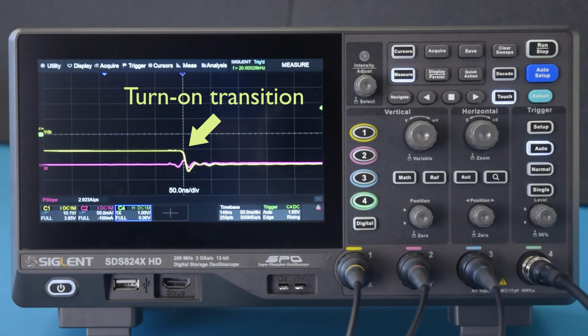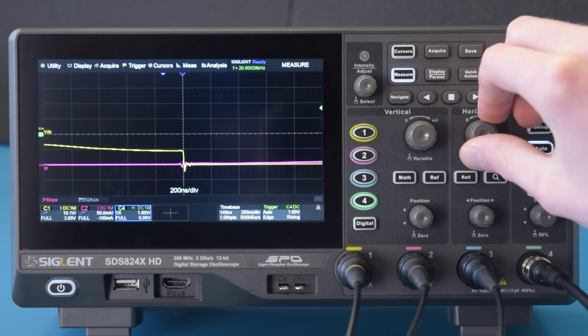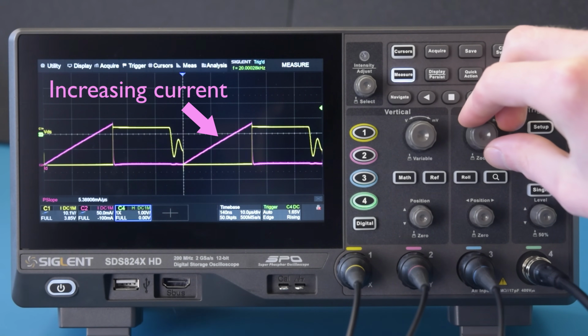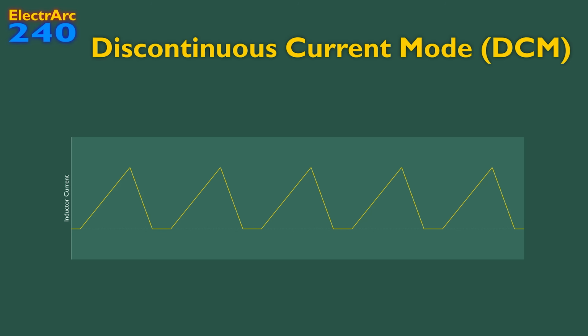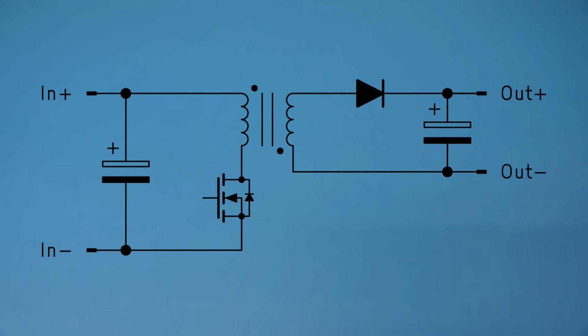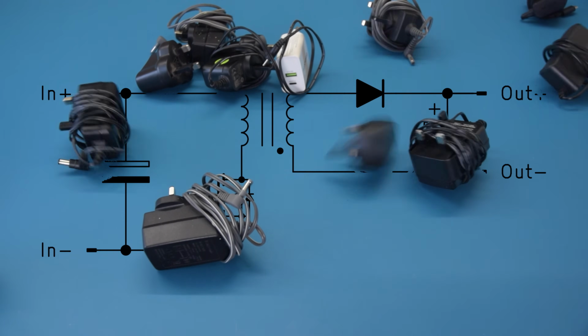So the whole turn-on transition will happen before the current has had the chance to increase and produce some overlap loss. Most converters operating in discontinuous current mode or DCM will achieve this type of soft switching, with the most common example being a DCM flyback converter, like those used in the majority of small switch mode power supplies.